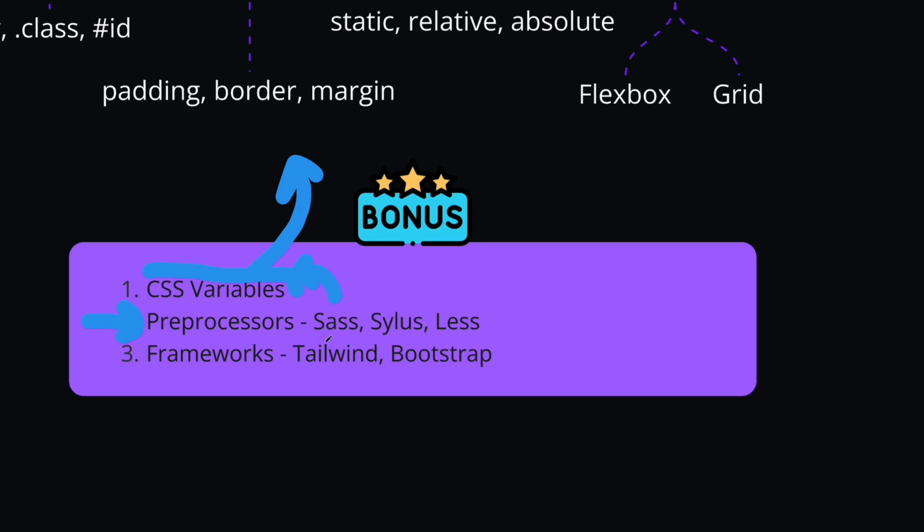And the popular options here are Sass, Stylus, and Less. And if you're going to pick one of those, I would choose Sass here because that's the most popular option. And preprocessors isn't that large a topic once you know CSS, so you can learn this within a week.